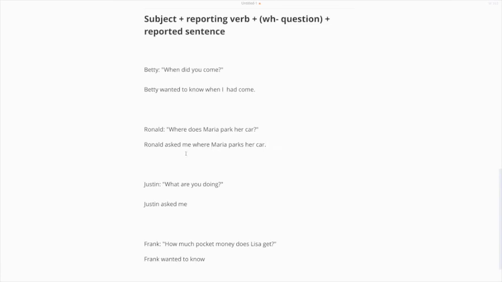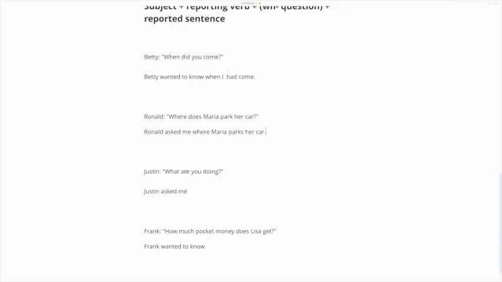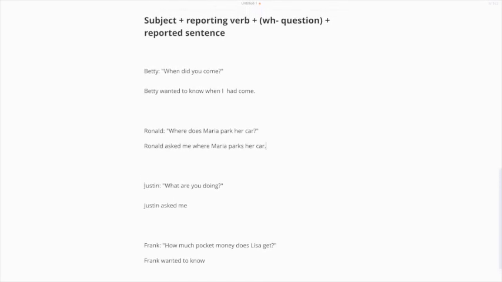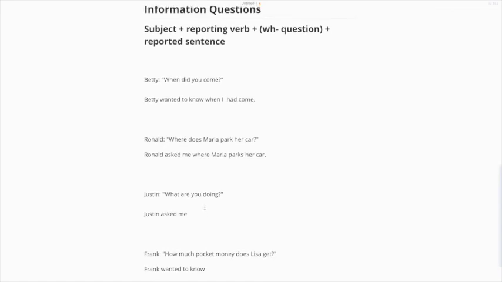Now, for the next one, the subject is going to be Justin. Justin is going to be talking, and he's going to ask, "What are you doing?" So we already have this reported question halfway through. We already have the subject, Justin, who said the sentence, the reporting verb, asked. And we have me as an object. He asked me. Now the next part is the double H question. The double H question that Justin is using here is what. Justin asked me what.